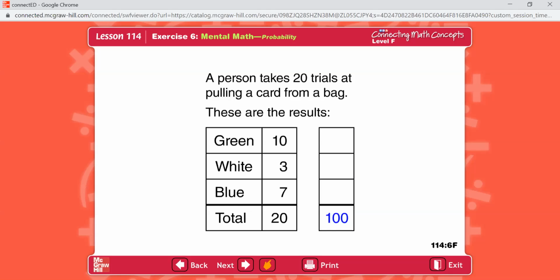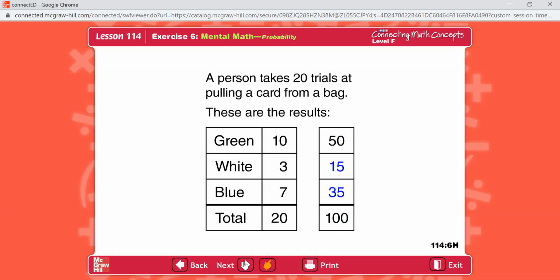Copy the column for 100 trials in part A. Write the number of trials you would expect the person to draw a green card. 10 times 5 for green, 50 green cards. Now, write the number of trials you'd expect the person to draw a white card and the number of trials you'd expect the person to draw a blue card. Pause the video now to do the work.